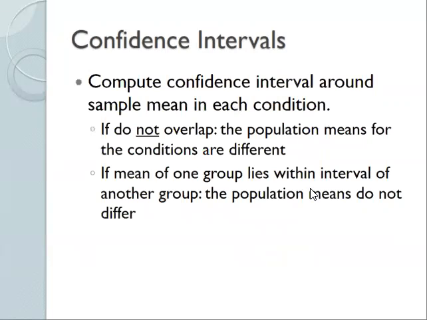So when you are looking at confidence intervals, what you want to do is compute the confidence interval around the sample mean in each condition. If the confidence intervals do not overlap, then we conclude that the population means for the conditions are different. Okay, so if the confidence intervals don't overlap, then the population means of the groups are different. If the mean of one group lies within the interval for the other, if they do overlap, then the population means do not differ. We cannot be certain that our treatment had an effect.